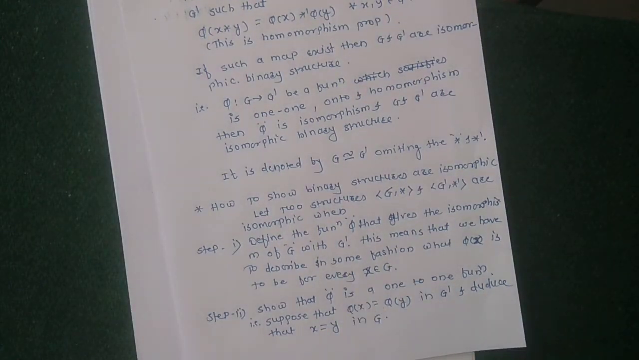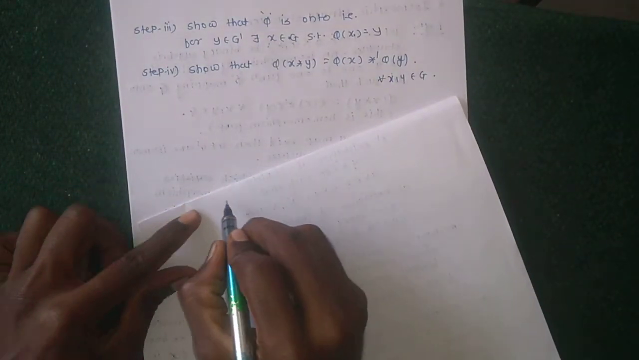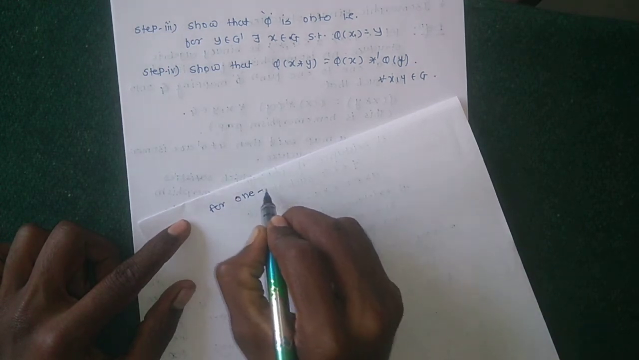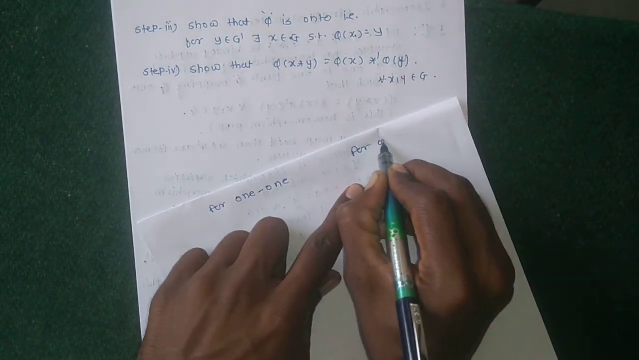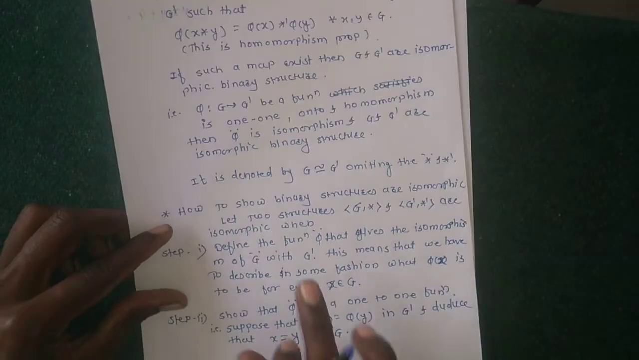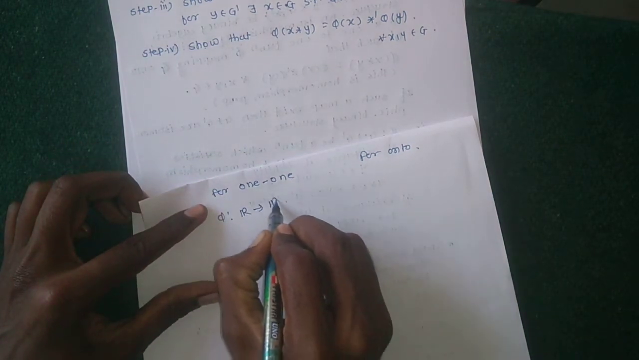First we define the function, and then show the defined function is one-to-one and onto. How to show the given function is one-to-one, and how to show it is onto. Here we define a function phi from the set of real numbers to the set of real numbers.